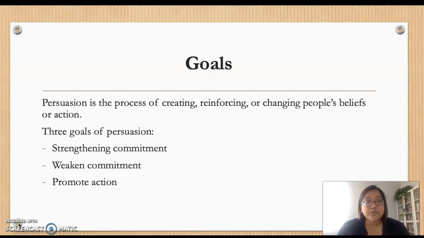So the first one is to strengthen commitment. You have an audience who is already on the same page as you are and you want to strengthen their commitment. And then the next one is to weaken commitment. This is for people who disagree with you on a certain issue, and you would like to weaken their commitment on that issue so that they start leaning towards your position. And then the third one is to promote action. So these three goals are something that you need to think about as you're thinking about your persuasive speech.